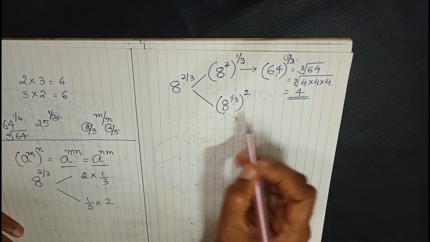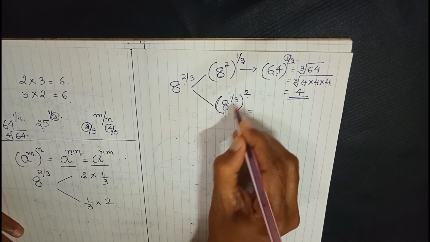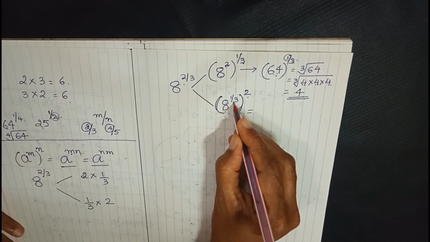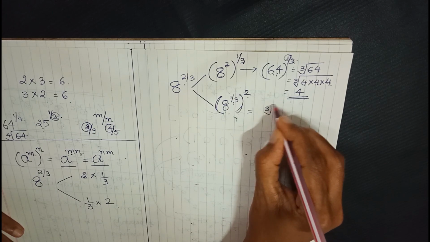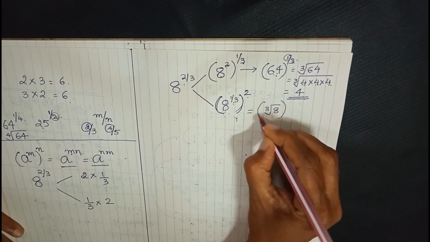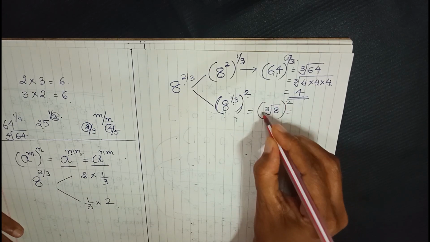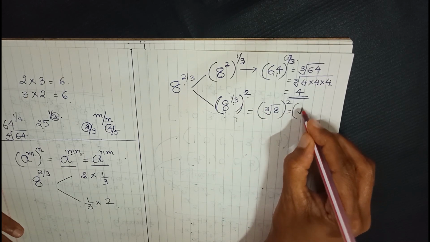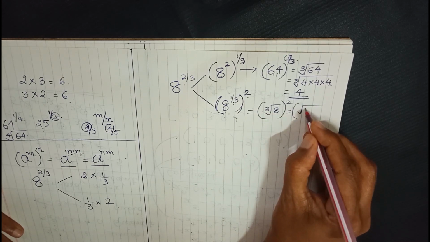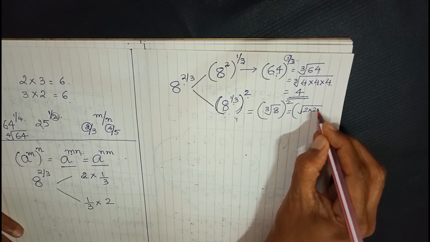Now let us see the next part. Now next part, what it says inside the bracket is cube root of 8. Cube root of 8 is inside the bracket, 2 is outside. How do we find out cube root of 8 again? We divide 8 into 3 parts. So 2 into 2 into 2.